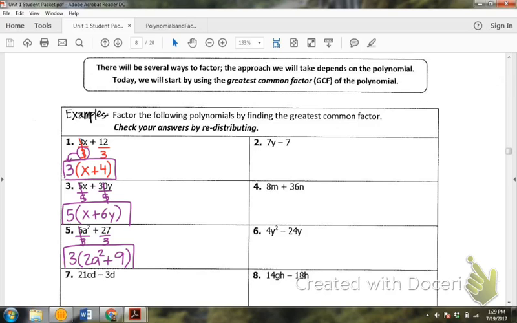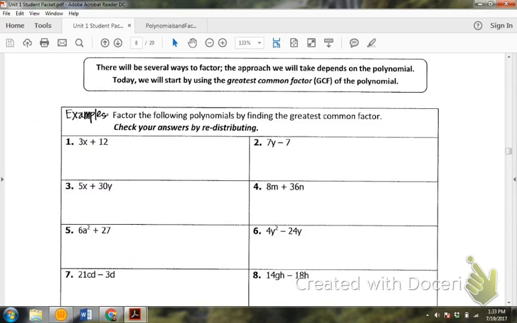I'd like you to try number 6, please. Nope, you leave it because there's nothing else besides the 9 doesn't have any a's with it to pull out. Yep, you just leave it as that. Try number 6, please.